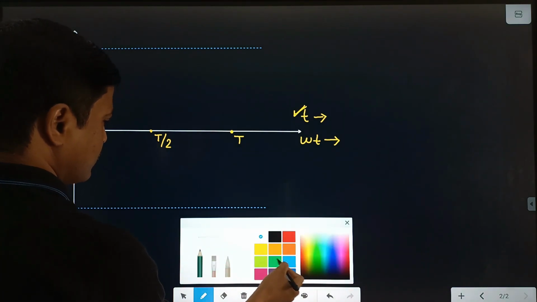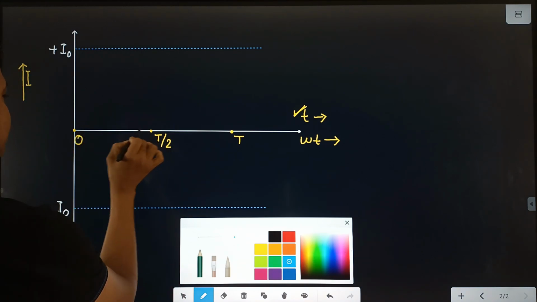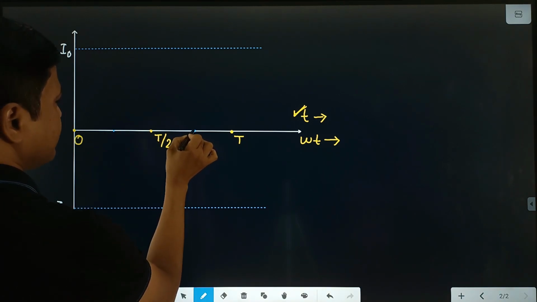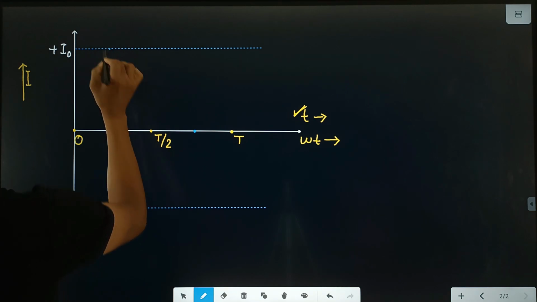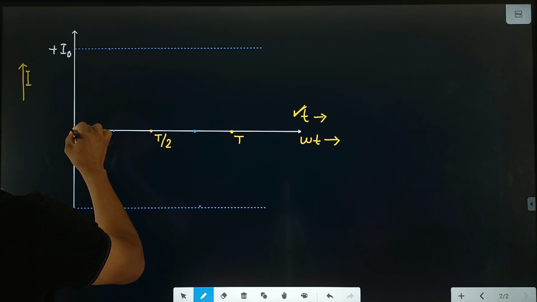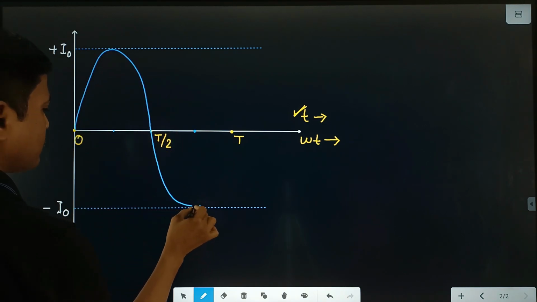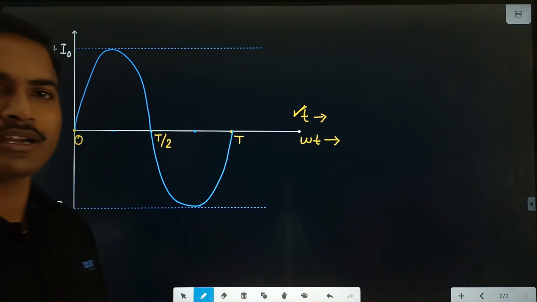Now we draw the graph. The graph is just like this. This point is T by 2, and this is the middle point, and this is also a middle point of T by 2 and T, and this is the peak value, and this is another peak value on the negative side, so the graph is just like this. This is the graph, this is the alternating current.